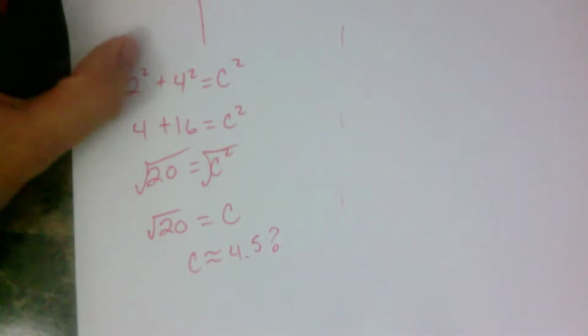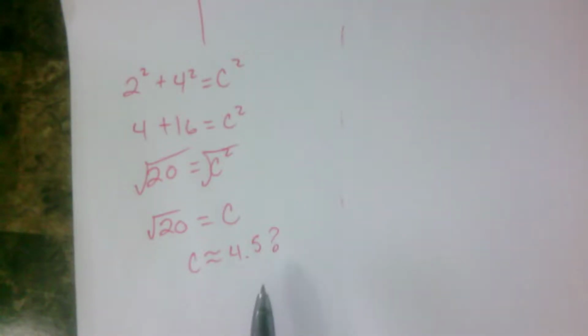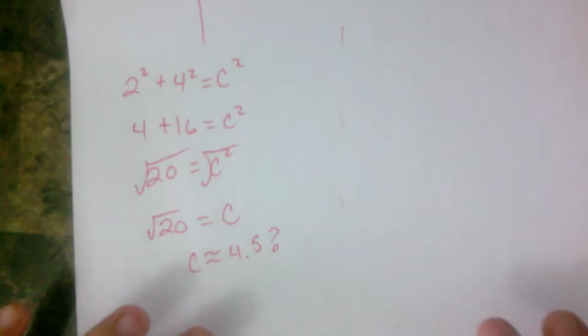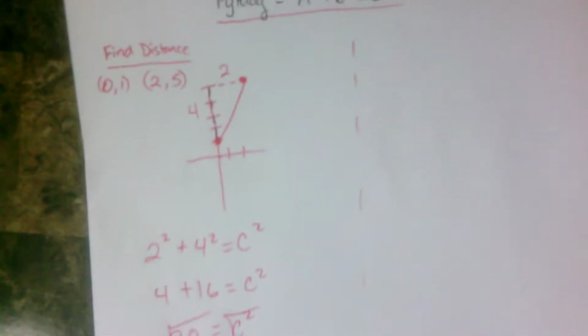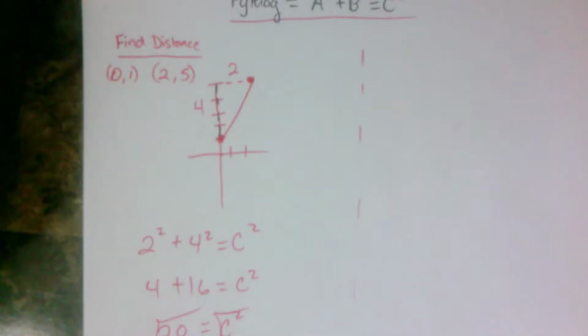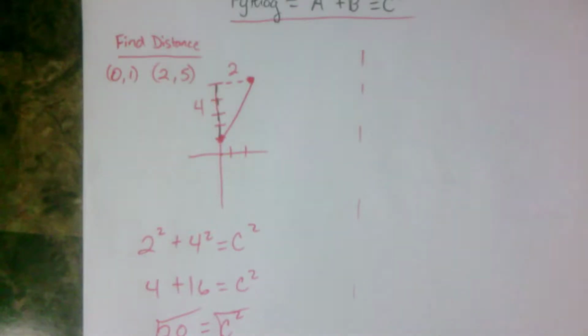I'm not really sure exactly what it is, so I'm just going to put this question mark here. On your test, please don't put a question mark. Just put the actual decimal. I don't know what it is off the top of my head. I don't feel like going to get a calculator. So that's how to find distance using the Pythagorean theorem. It's something we've already done.